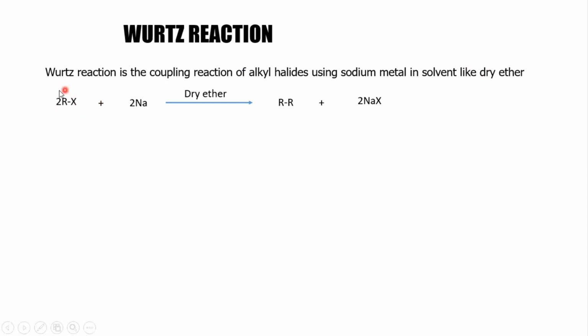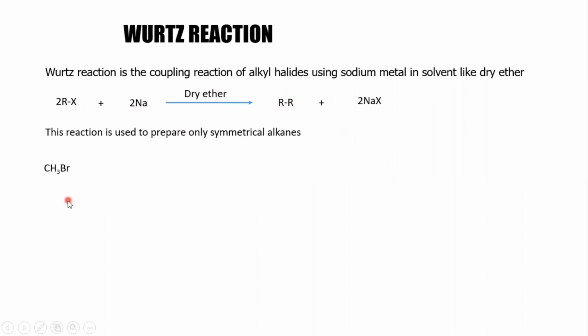So here RX is the alkyl halide. So the alkyl halide reacts with sodium in presence of dry ether as the solvent to get an alkane and sodium halide as the byproduct. Using this reaction, we can prepare only symmetrical alkanes. So that is, if you cut in the middle of the molecule, then we get two identical halves.